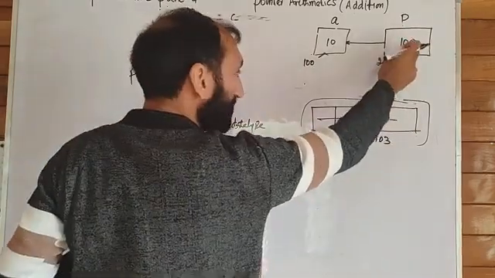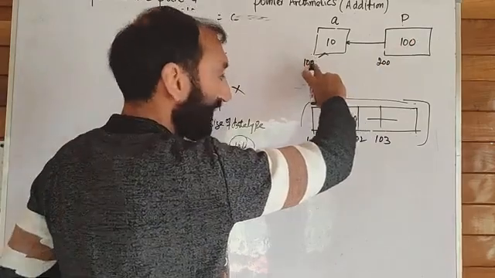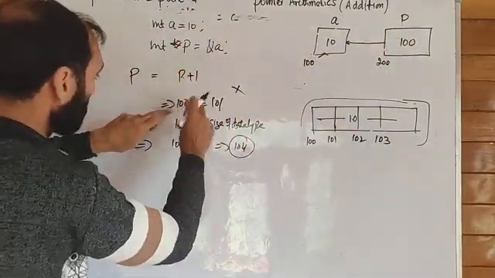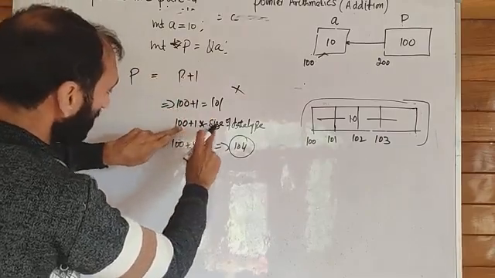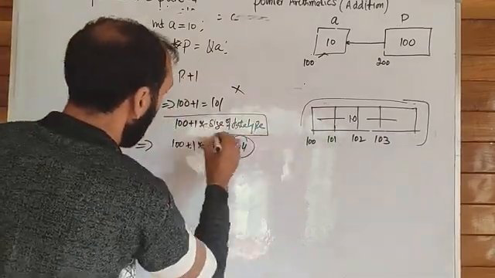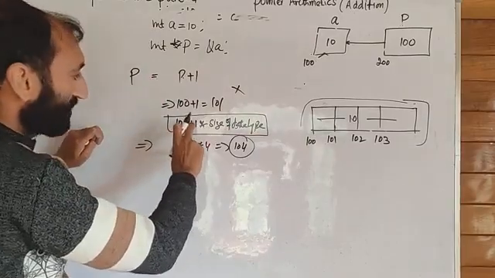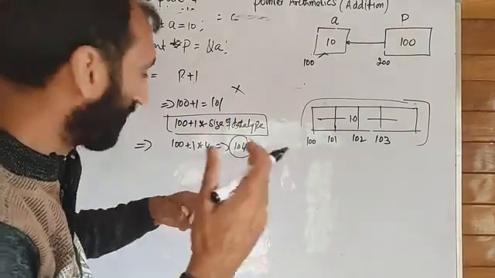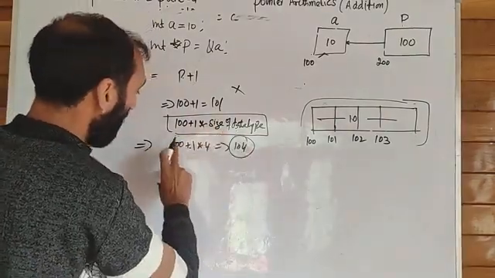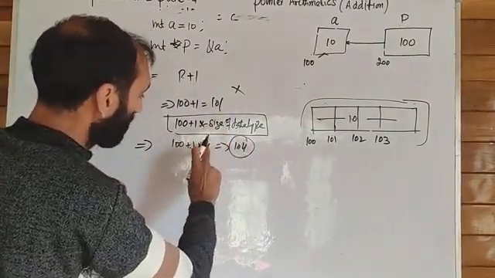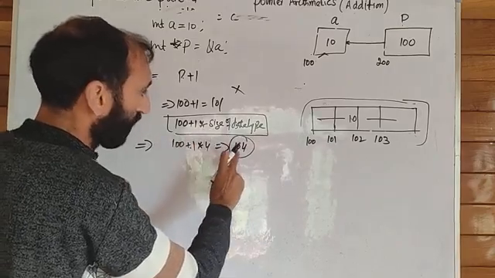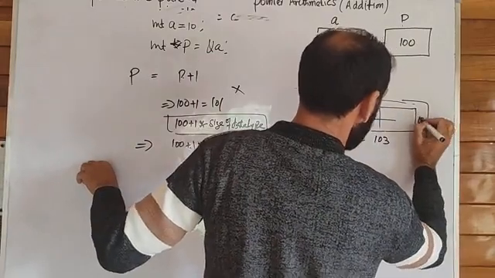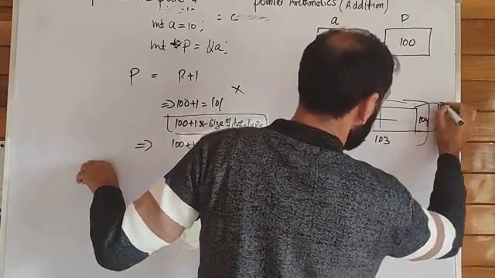The value at p is 100, which means it contains the address of a, because it's a pointer. Plus 1: for an integer, that means 100 plus 1 into the size of the data type. This is the formula. 100 plus 1 into size of data type, which is 4. 4 into 1 is 4. So 100 plus 4 gives 104.